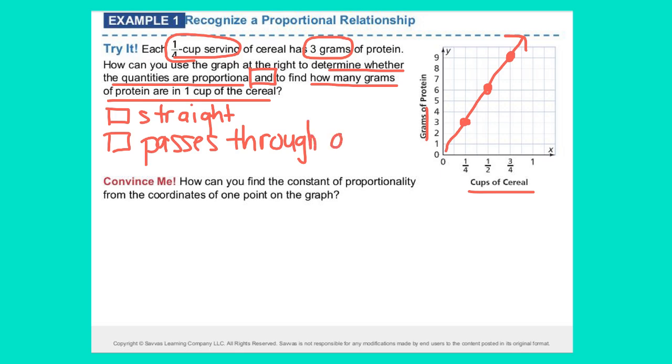Through the origin. Now, my original data did not pass through the origin, but let's just think about that for a minute. If you have 0 cereal, you're also going to have 0 protein. So technically, it does pass through the origin. So it is straight. So I can check that one off. It passes through the origin. It is proportional.